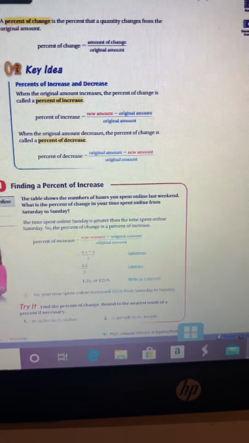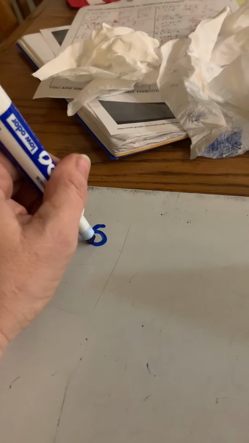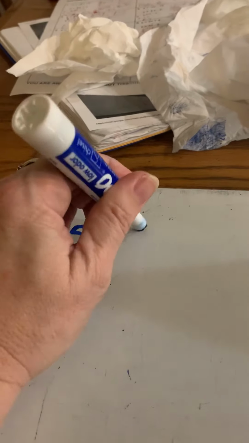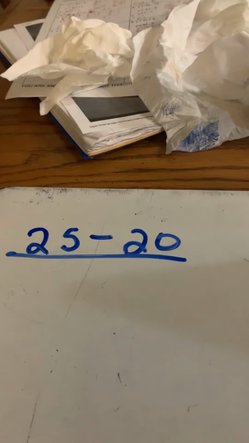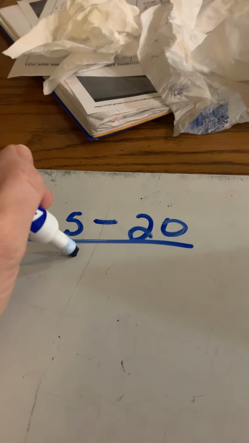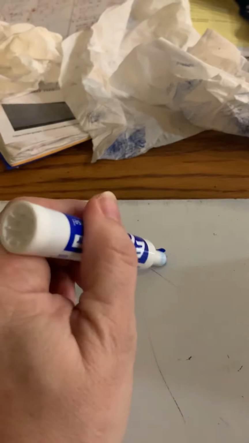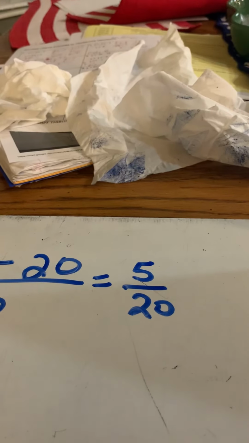So if we take a look at the percent of change, what we want to do, the percent of increase, is you take the new amount, 25 ounces, and you're going to subtract the original amount from it, and then you're going to divide it by the original amount, which was 20. So basically you're going to be left with 5/20. Now you can see that that's going to end up being a percent.